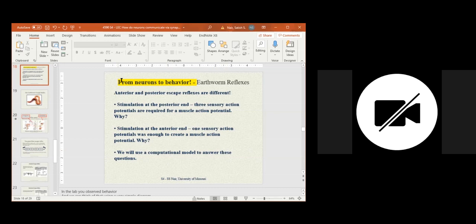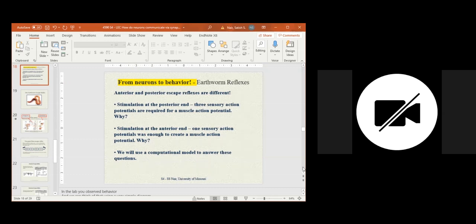Okay. The big picture in this part was that, for a simple example, using a very simple preparation, you were able to connect from neurons to behavior. This is not possible in humans or rodents. You cannot see the activity of one neuron and relate to behavior because there are thousands and millions of neurons which work together to cause behavior. In this earthworm, you can see just from sensory neurons, a few of them, how they can result in behavior.